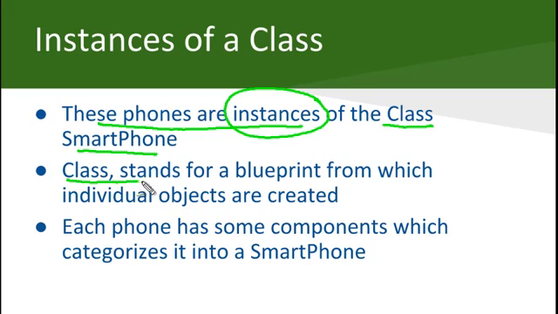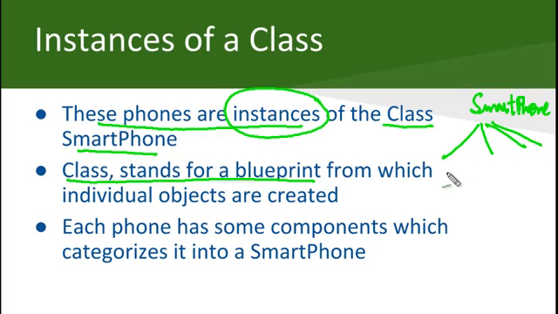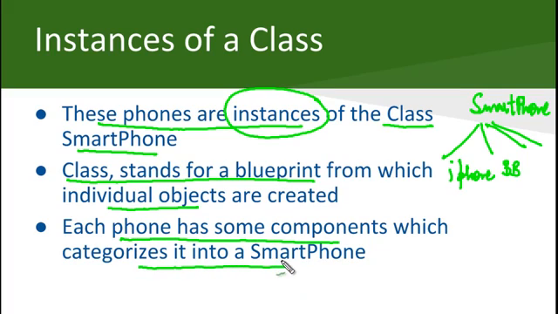Now class here kind of stands for a blueprint from which the individual objects are created. So you can say that there is a smartphone class and it can have various kinds of smartphone, thousands of smartphones. It can have an iPhone, it can have a BlackBerry or anything else. So there is a basic blueprint and from this individual objects are created. Just understand the concept that in the real world there are various objects of similar kind. Now each phone has some components which categorizes it into a smartphone.